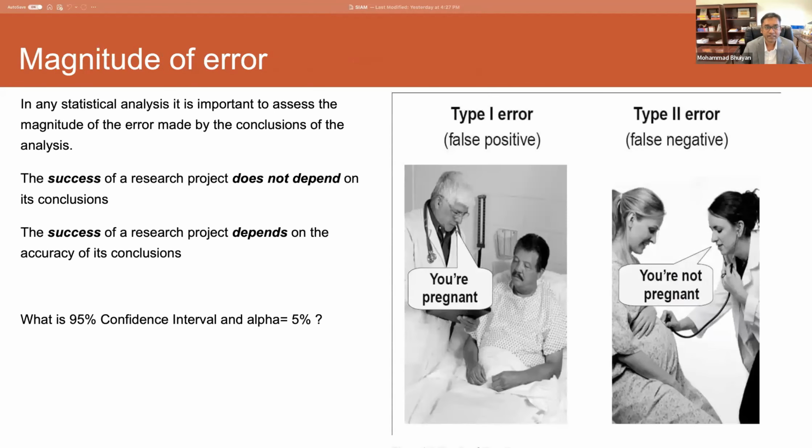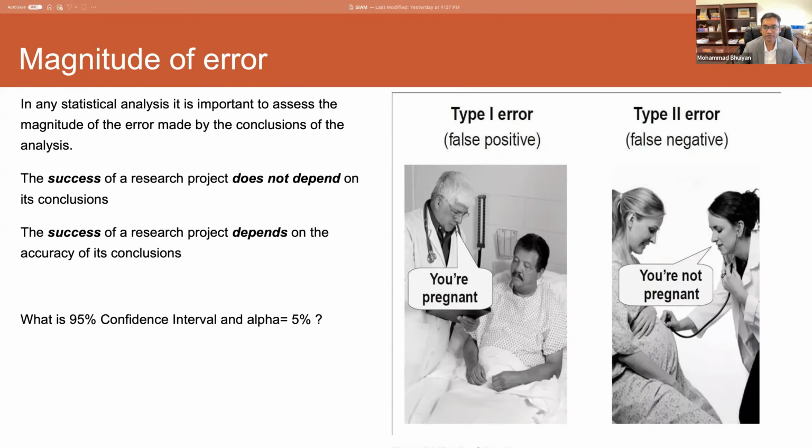This is a very important thing in statistics: the success of your research doesn't depend on your conclusion. If you find something significant, that doesn't mean that you are valid. You have to be very careful about the validity of the test, which is type 1 and type 2 error. The type 1 error is a false positive and the type 2 error is a false negative. When you tell a male patient you are pregnant, that is a false positive, right? And when you tell a female patient who is pregnant that you're not pregnant, that is a false negative.